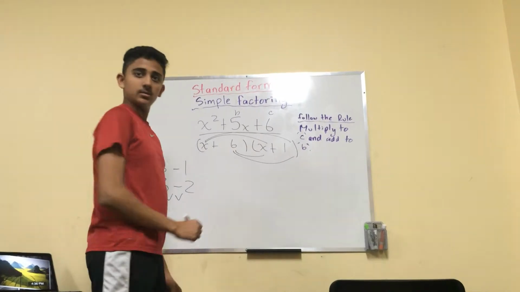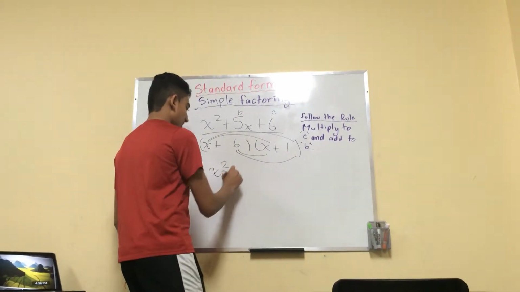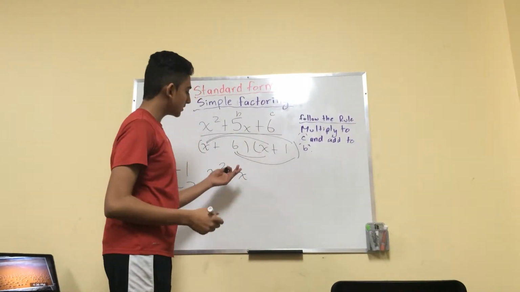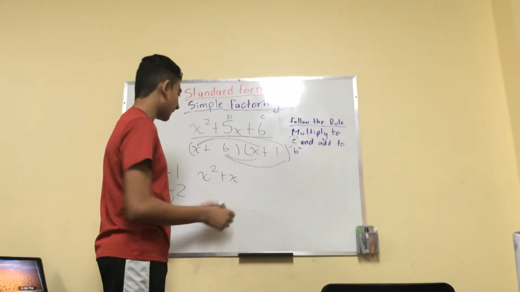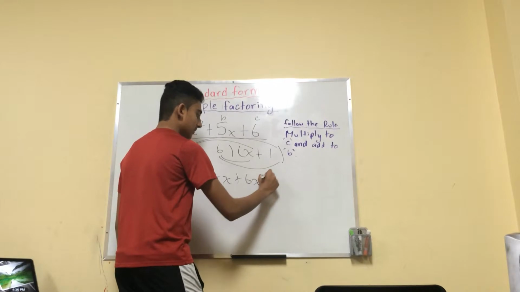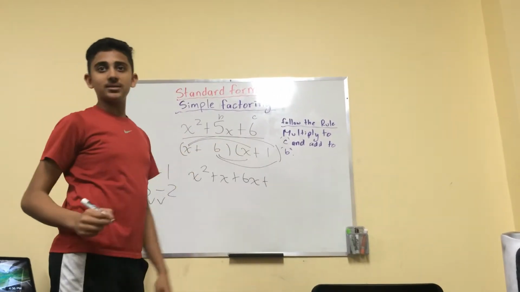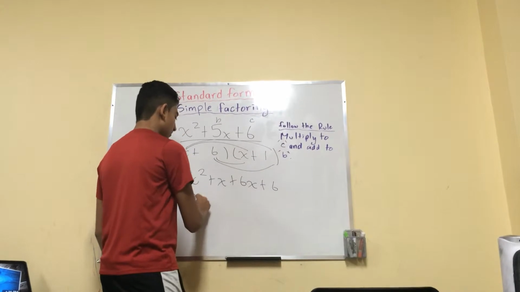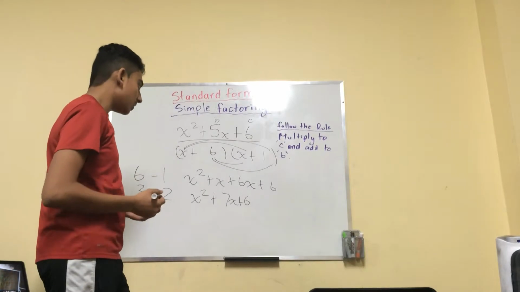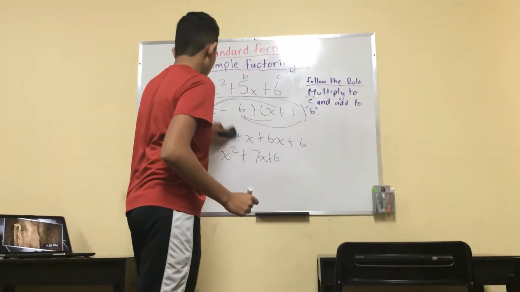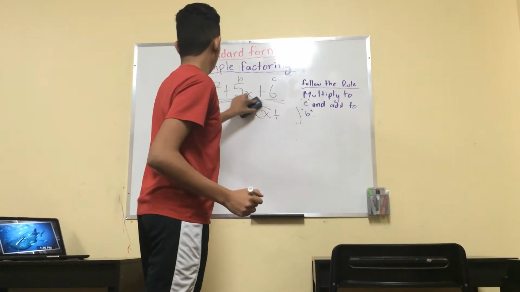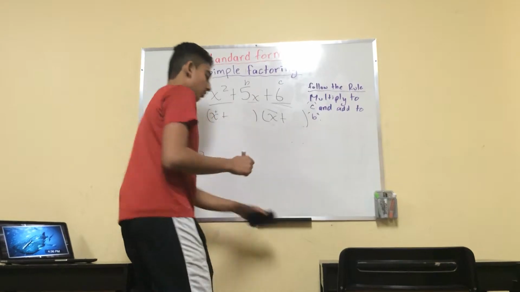What's x times x? X squared. Plus, what's x times 1? X, which is also 1x, but because the coefficient is 1, you can just leave it as x. What's 6 times x? 6x. Plus, what's 6 times 1? 6. So this equation comes out to x squared plus 7x plus 6, and this is not the right equation, so this is not the one. We can erase this and start over.